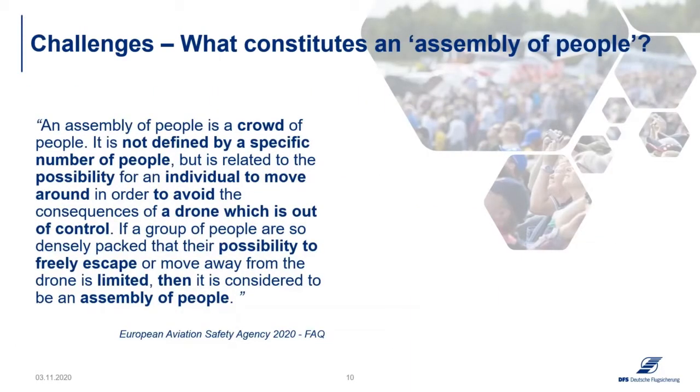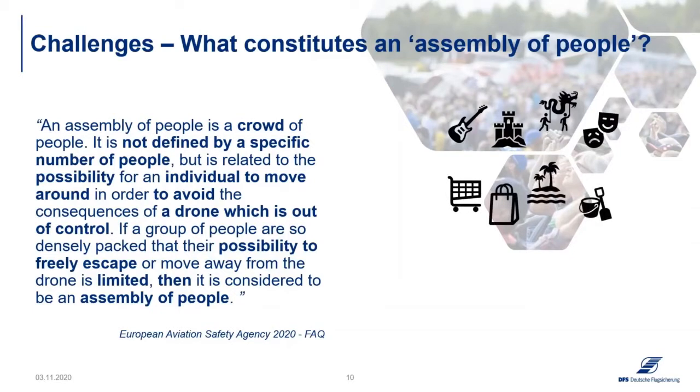Even with the new European drone regulation, which comes into force next year, some definitions of UAS geozones remain unclear. For example, what exactly is meant by an assembly of people? According to the European Union Aviation Safety Agency, an assembly of people refers to a crowd, but is not defined by a specific number of people. For example, they listed sport, cultural, or political events, public places such as commercial streets, beaches, parks, and sport facilities. But what about schools, kindergartens, traffic jams, or campsites? And also here, there's still room for interpretation.